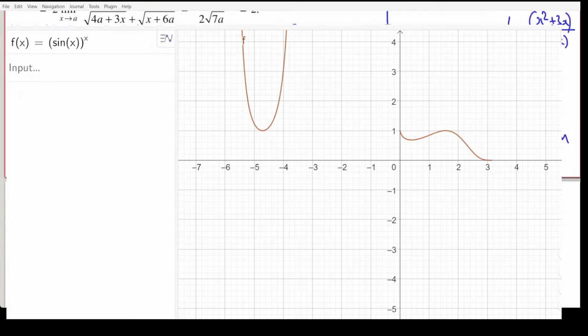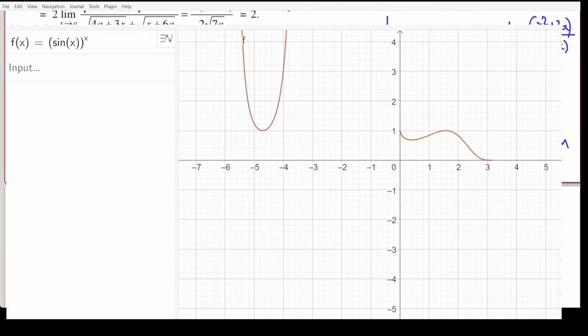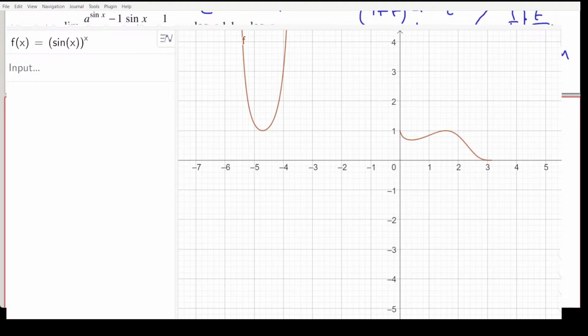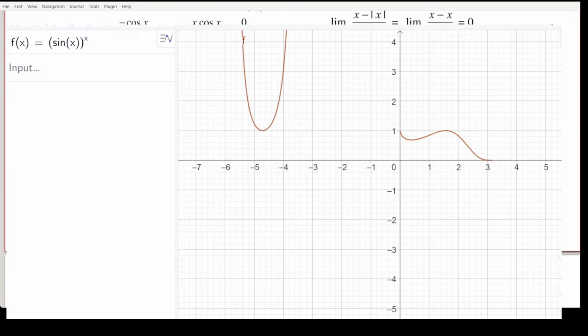So try to calculate. Tell me what is the right hand limit of this. Right hand limit is 0, because it is 0 by x, so it's 0. What is the left hand limit? It's 2. Very good. That is (x plus x) by x.